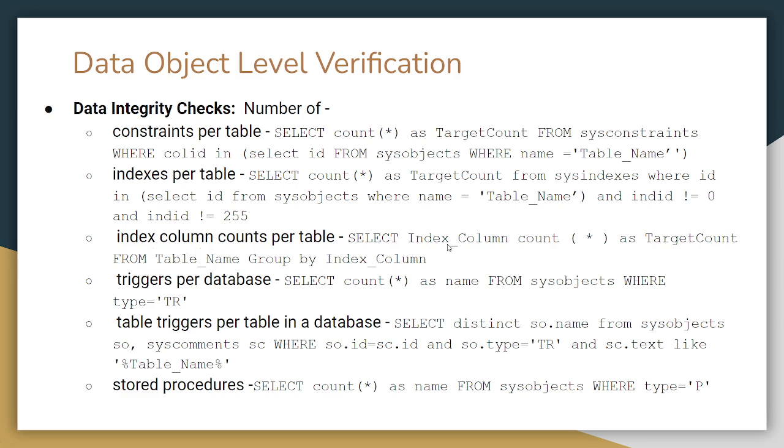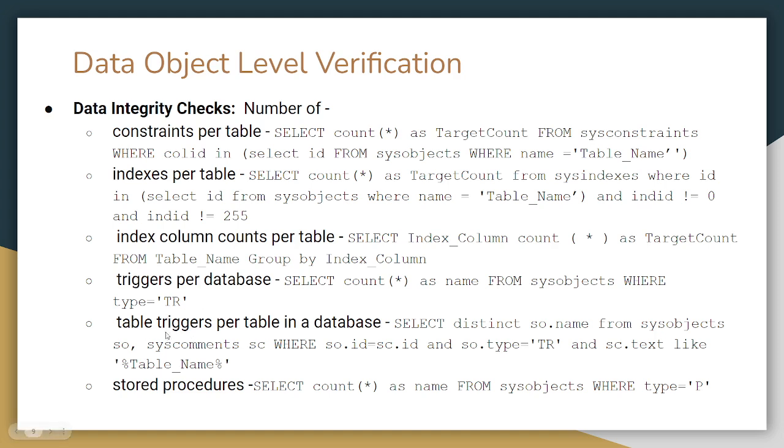So every table will have an index column. Just make sure you have the index column of your database table, and then you can fetch the count by putting a group by clause, per database, then select count star as name from sys objects where type is equal to tr. As I mentioned earlier, in sys objects, tr is the code for triggers.